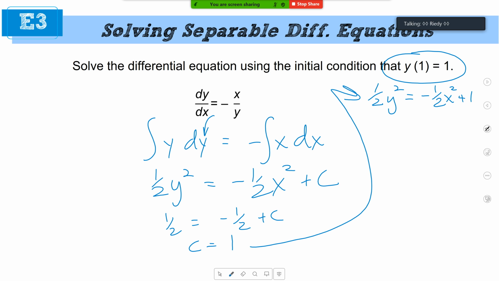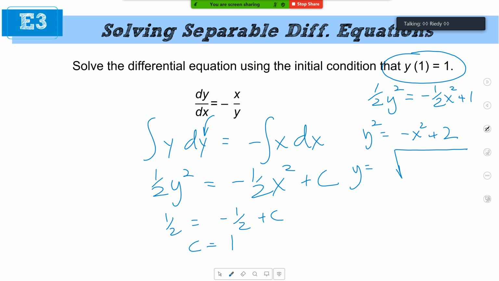But that's not necessarily really good math for solving differential equations. So I'm going to finish with this puppy by doing y squared is equal to negative x squared plus 2, and therefore y is equal to the square root of negative x squared plus 2. Anna, what did I just do wrong? This is subtle. I don't know if you'll pick up on this, but I did make a mistake.